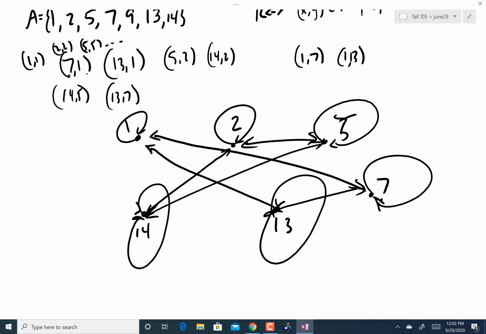Now, does it hold for the ones that are here? Yes. So 1 goes to 7, 7 goes to 13. Yes. 2 to 5, 5 to 14. Yes. 2 to 14, 14 to 5. Yes. They all work. So the ones that are matched up, this 100% does work. So this is what we call an equivalence class relation.